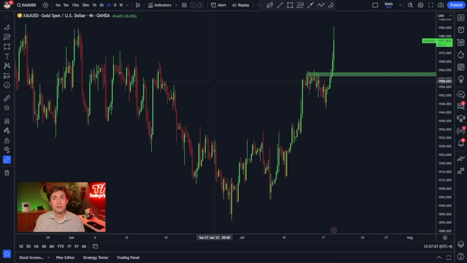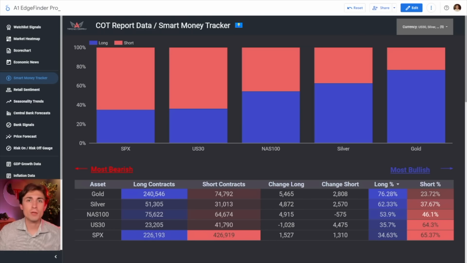Another tip is taking a look at what institutional money is doing with gold. And this is a very powerful resource that I'm going to show you. Give me 1 second, I'll show you. All right, so the next tip that I have for you if you're going to be trading gold is to keep an eye on what hedge funds, money managers, essentially what smart money is doing with the precious metal.